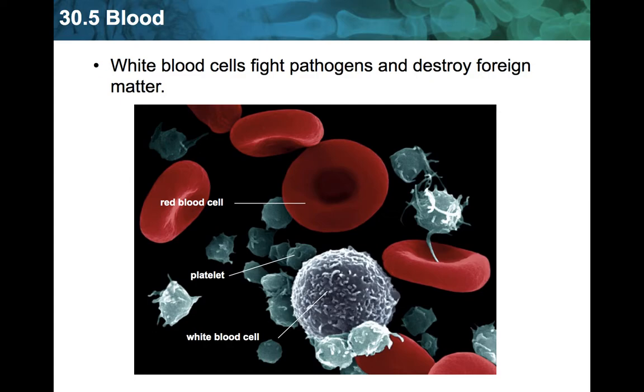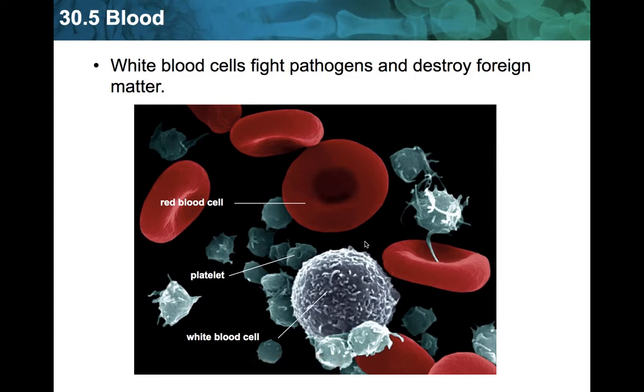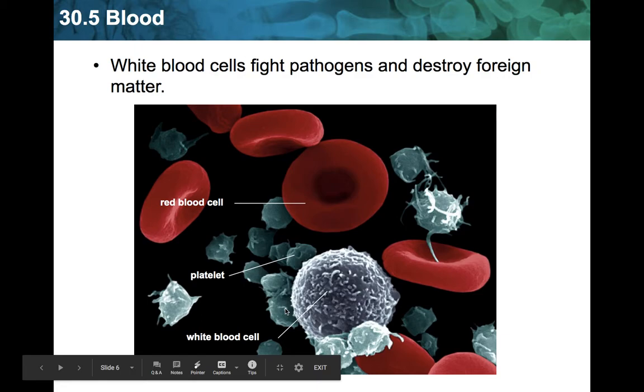White blood cells, as you may know, are the ones that help your immune system. So they fight pathogens and destroy foreign matter. If you've ever heard of someone who has a low white blood cell count, that means they're immunocompromised, which means they are highly susceptible to catching diseases and viruses and that sort of thing.